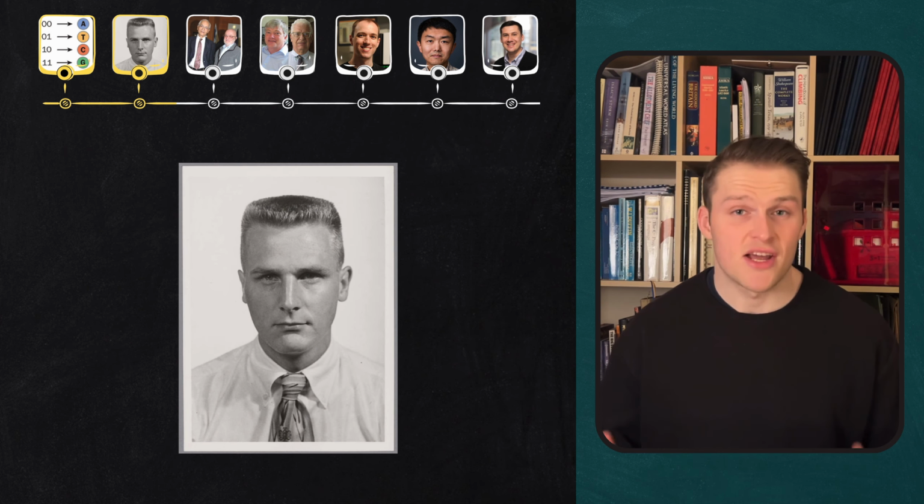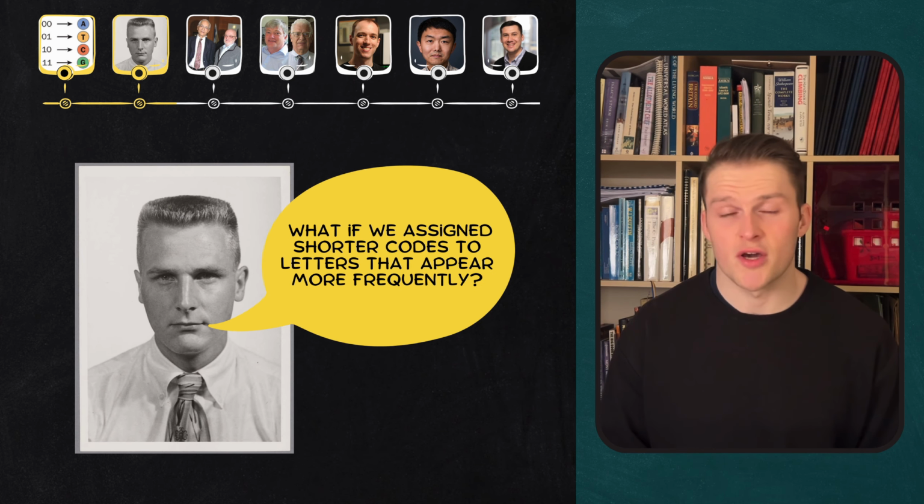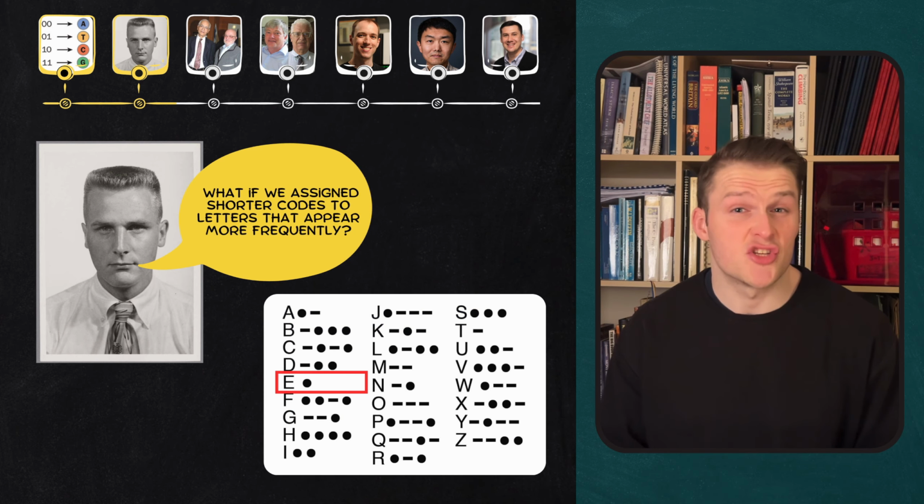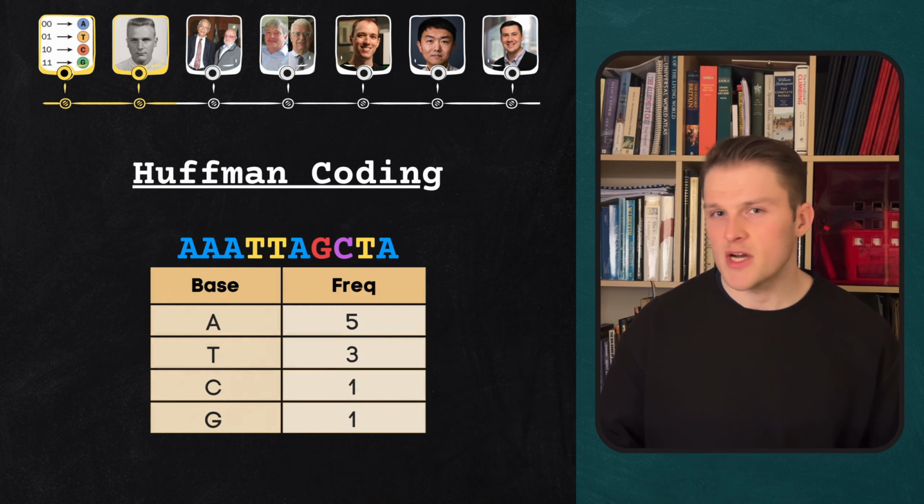His breakthrough was elegantly simple. What if we assign shorter codes to letters that appear more frequently? Think about Morse code. The letter E is just a single dot because it's so common in English. Huffman formalized this idea with what we now call Huffman coding. Here's how it works with DNA.